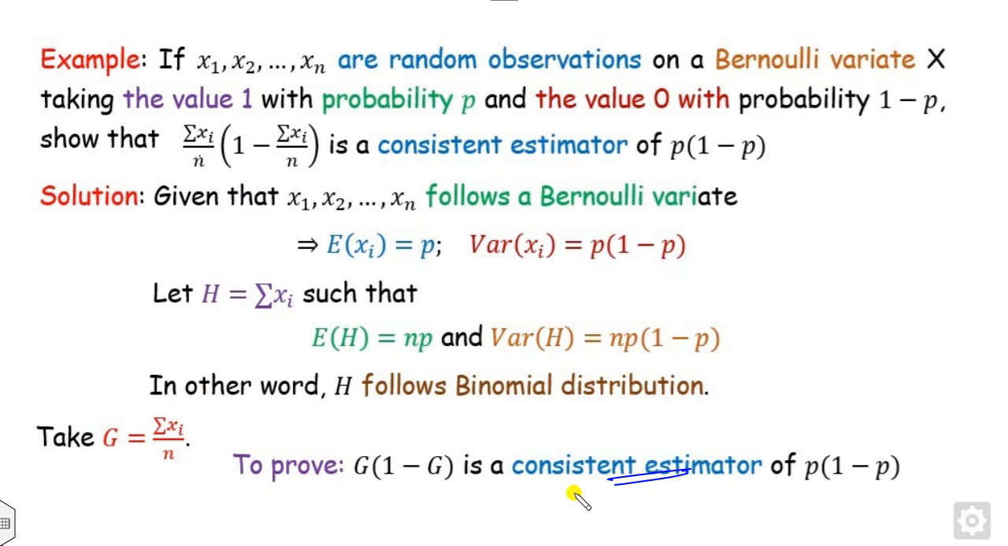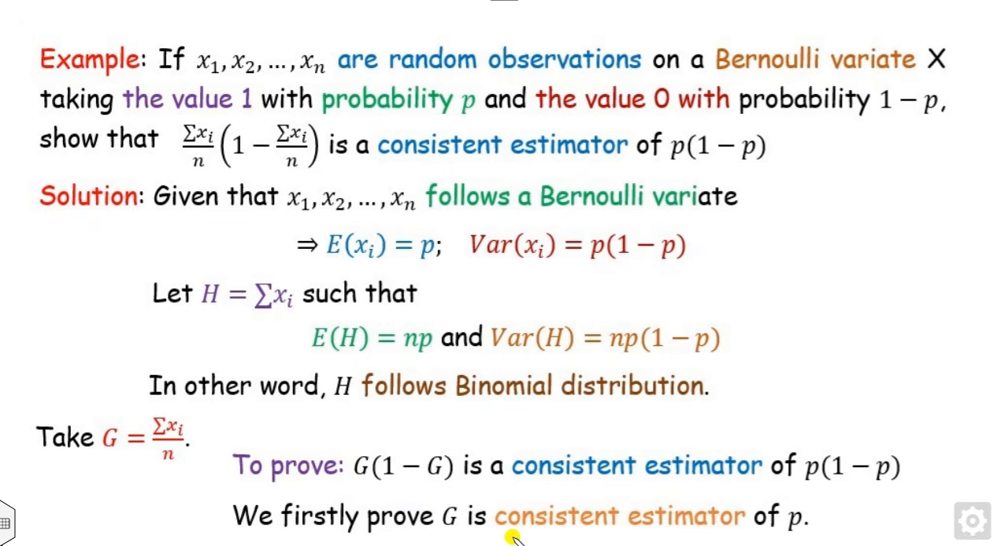How can you prove that? That's very simple. In order to show this, I can first prove that G is the consistent estimator of P. So for this, what do you need to prove? I can prove that E of G converges to P as n approaches infinity, and variance of G approaches 0 as n approaches infinity, by the sufficient condition. So we can start with this.